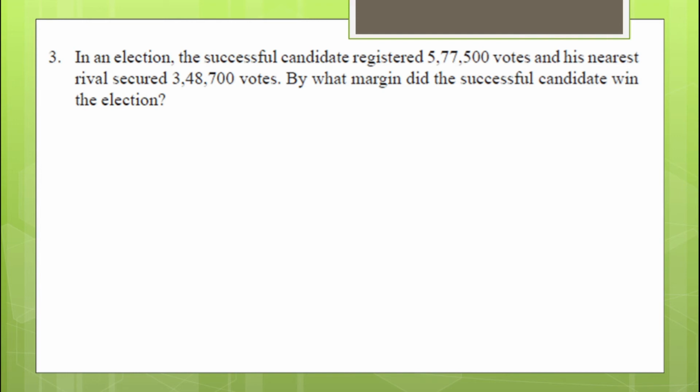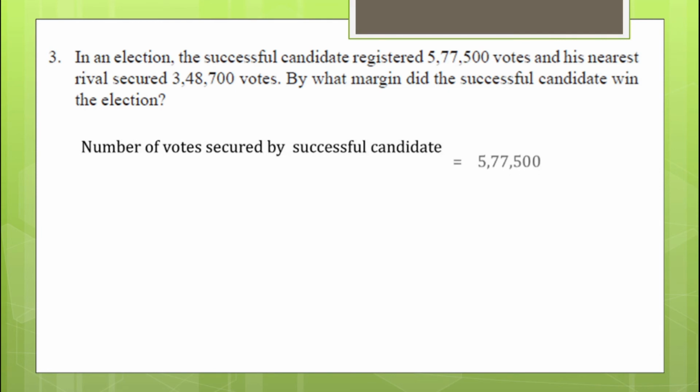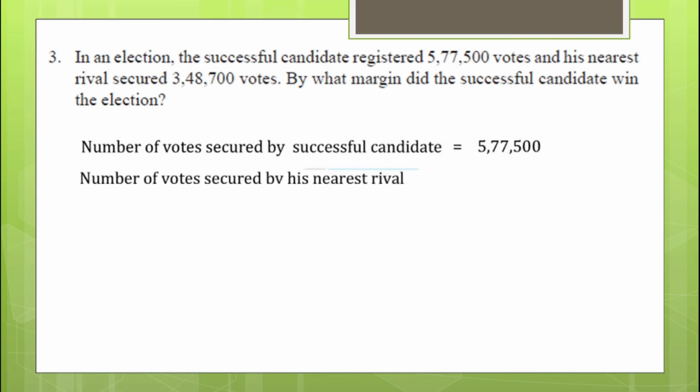Third, in an election, the successful candidate registered 5,77,500 votes, and his nearest rival secured 3,48,700 votes. By what margin did the successful candidate win the election? So what is given? Number of votes secured by the successful candidate is 5,77,500.